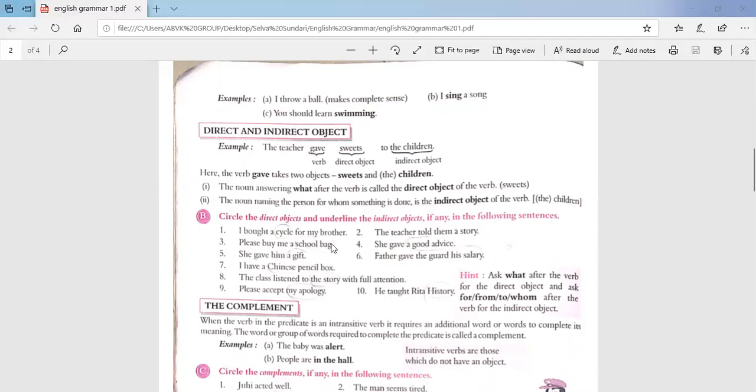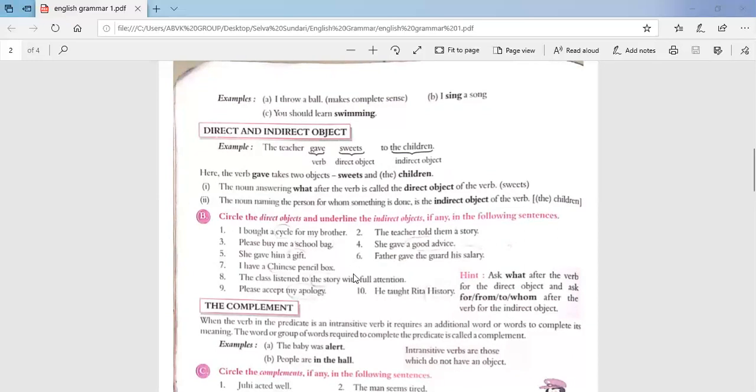Please buy me a school bag. So what is it, buy? The noun is school bag. So what should I buy? The school bag. This is a direct object. For whom? For me. That is the indirect object. She gave a good advice. What did she give? A good advice. So that is a direct object.